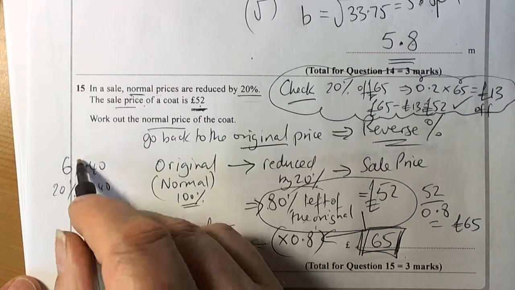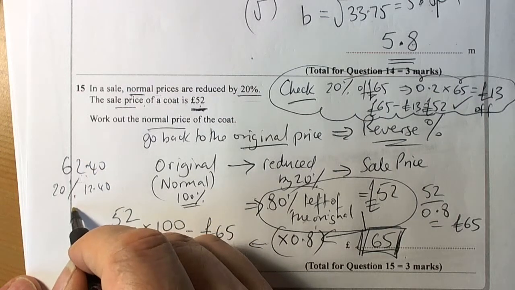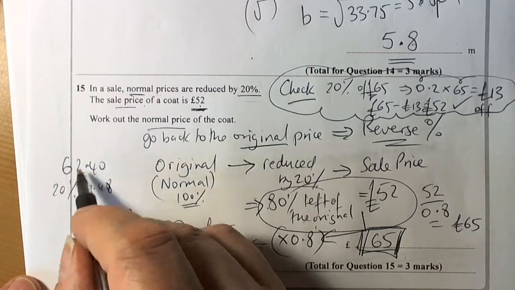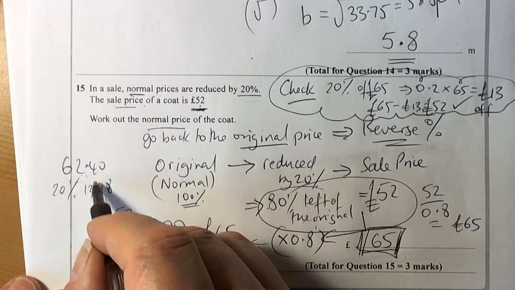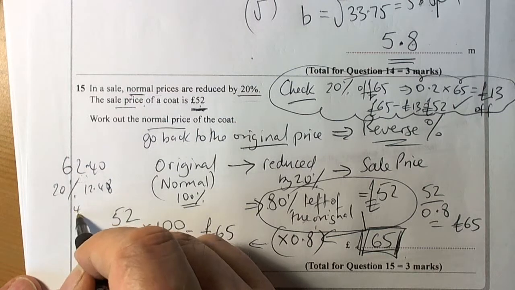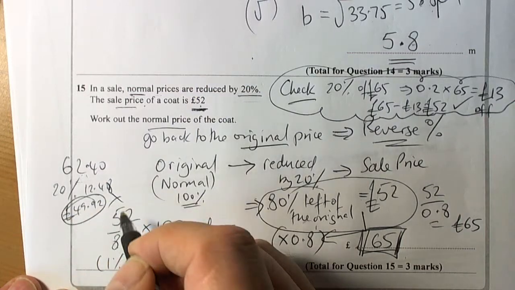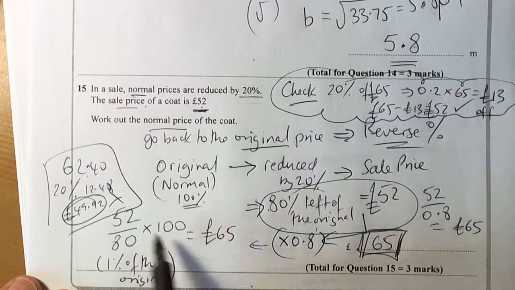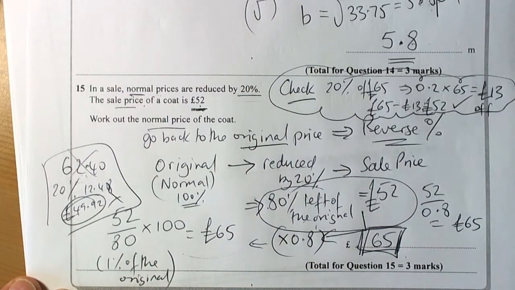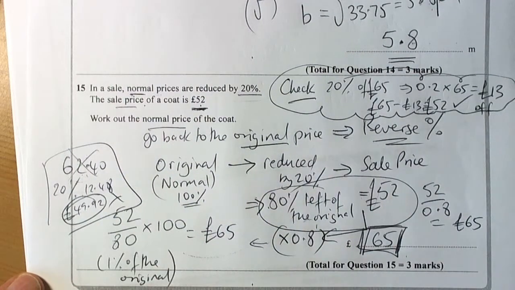Take off £12.48 from there, then you get an answer of, 62 take away 12 is 50, so it's going to be £49.92. Well, that's wrong. So you should realise that £62.40 doesn't work by checking.